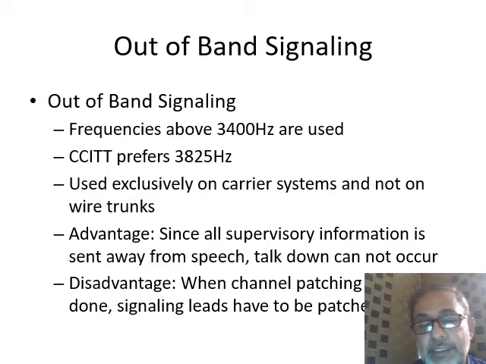For out of band signaling, 3825 Hz was preferred by CCITT, and it was used extensively on carrier systems but not on the wire trunks. The advantage was that all supervisory information was sent away from the speech, so talk down could not occur. And the disadvantage was that when the channel patching was done, signaling leads have to be patched also.